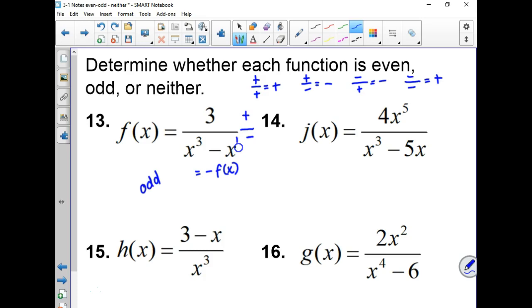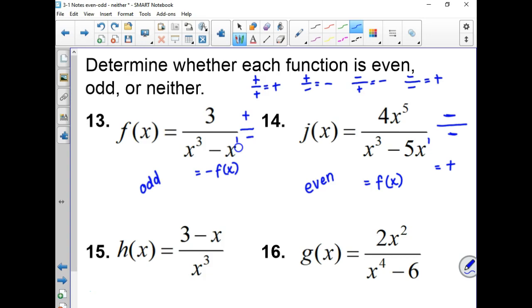Okay. For number 14, we've got 4x to the 5th that has an odd exponent, so the numerator is going to change signs. In the denominator, we have x to the third, and over here x to the first power. Those are both odd, so that is going to change signs whenever we plug in a negative x. So in this case, a negative over a negative gives us a positive, which means that this is going to equal positive f of x, which makes it an even function. So you're going to look at the numerator and denominator separately, and then if you have a negative over a negative, it actually becomes a positive.